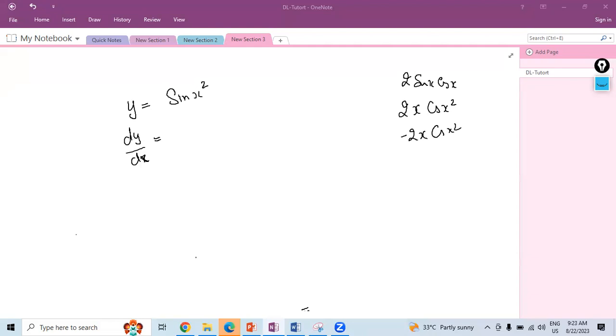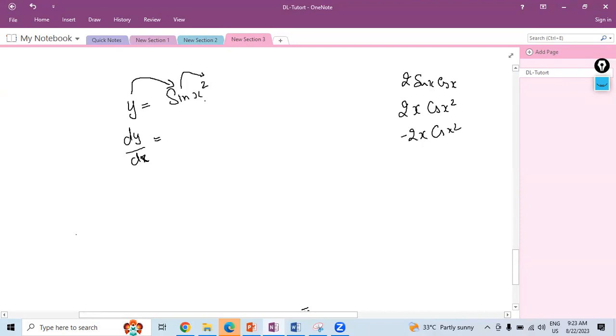Okay, so let's start the next. My y is equal to sine x square, and now I want to perform dy by dx. My y is a function of the sine, and sine internally depends on x square. So if I do dy by dx, we have to perform the chain rule of differentiation. Am I right? Yes or no, if you are aware of this concept?